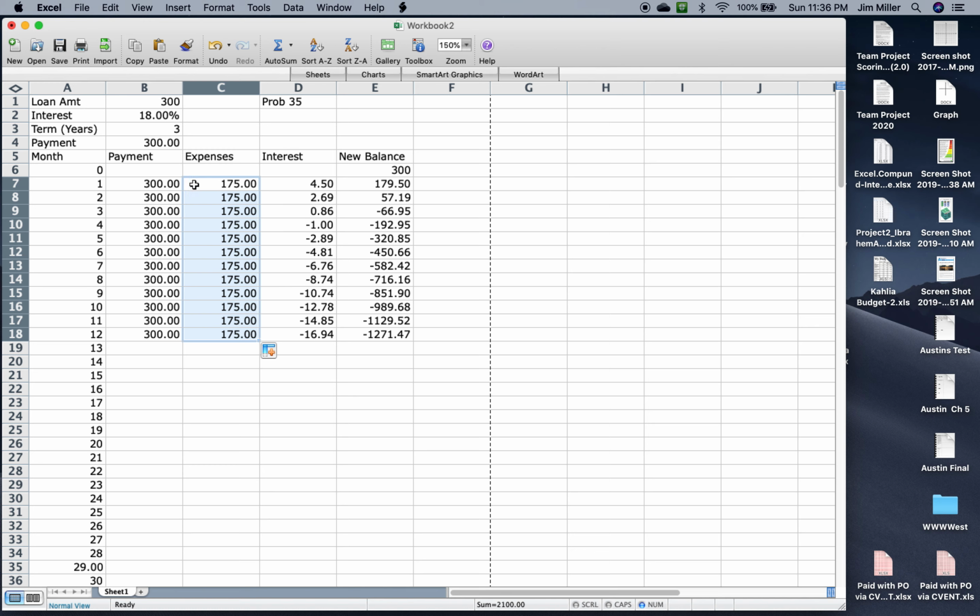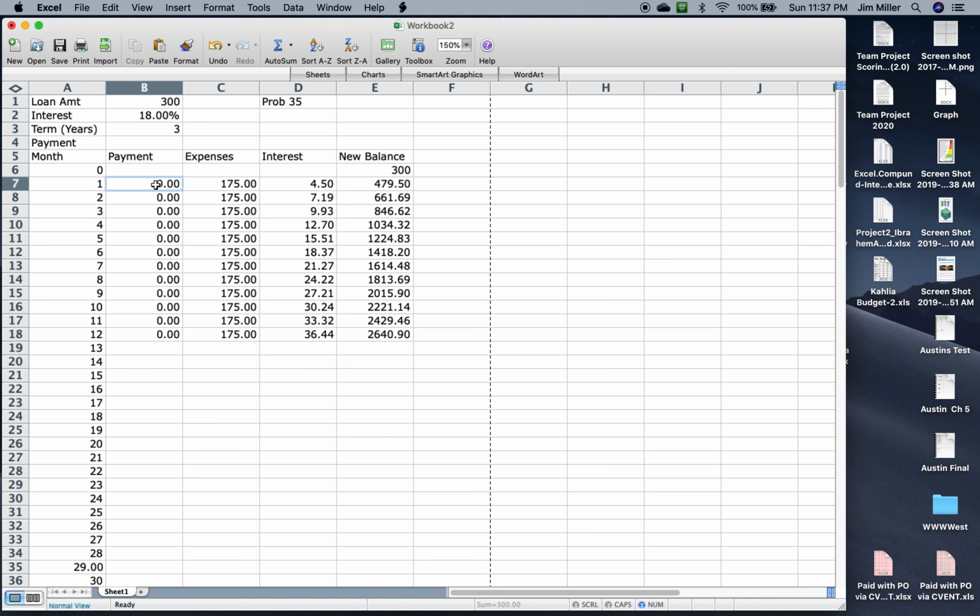So I have a payment of 300, expenses there. The interest is, okay, what happened here? $450. Oh, they changed the amount. Oh, so the payment isn't always 300. So let's just delete that. And it says the first payment is 300.